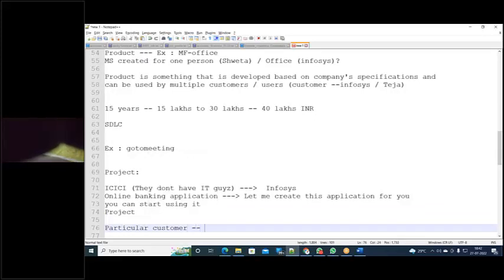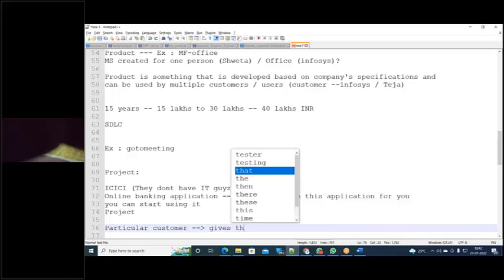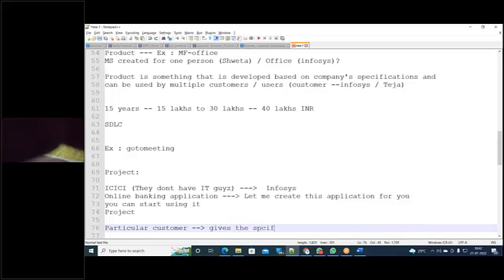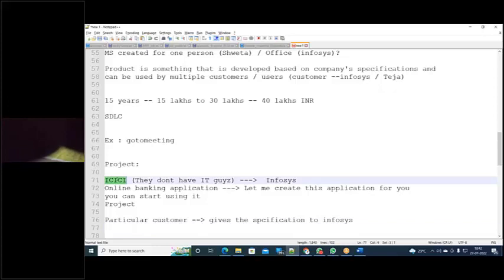And who gives the requirement, or who gives the specification, to Infosys? The customer who will be using it. ICICI is giving the money to Infosys. They say, you're developing this project, let me give 1 crore rupees to you, but develop this project. Since ICICI is giving the money, ICICI will give the specifications: with these specifications, I want my software to be created.